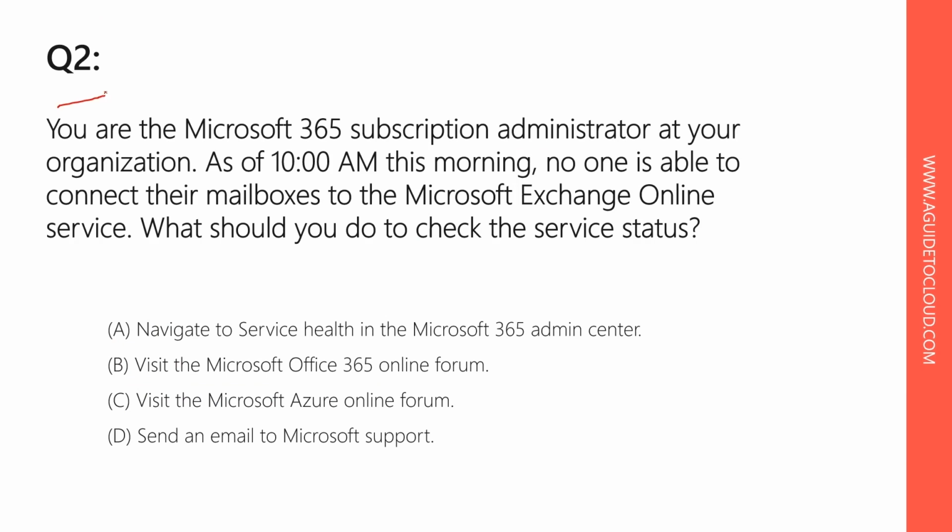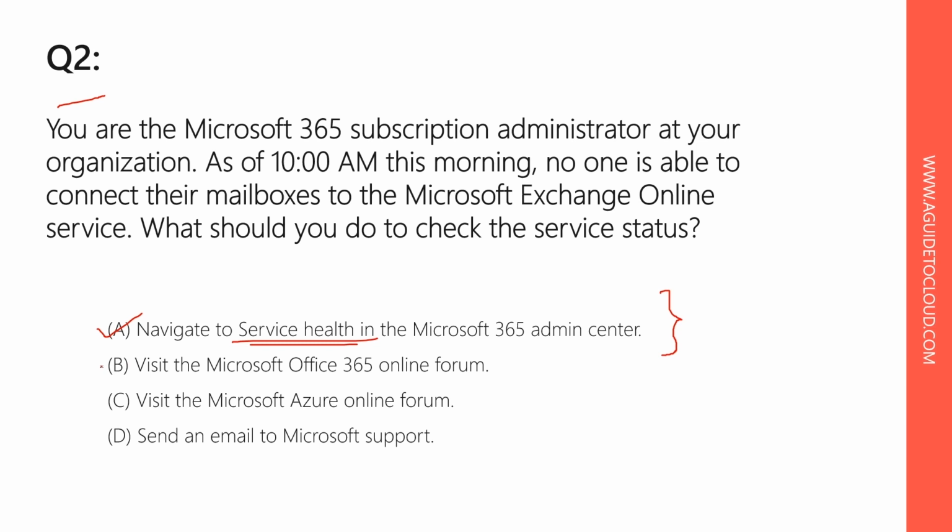You are the Microsoft 365 subscription administrator at your organization. As of 10 a.m. this morning, no one is able to connect their mailboxes to Microsoft Exchange Online service. What should you do to check the service status? We just discussed that in the previous module. There is something within Office 365 called Service Health. When you go into Service Health, you can monitor the status of all Microsoft services. So the answer is definitely A.